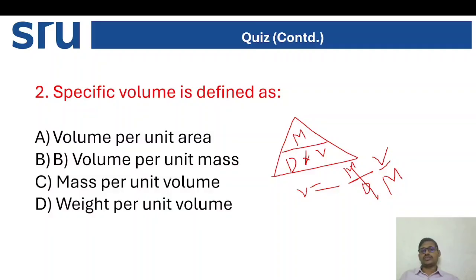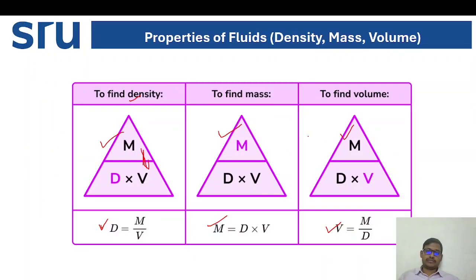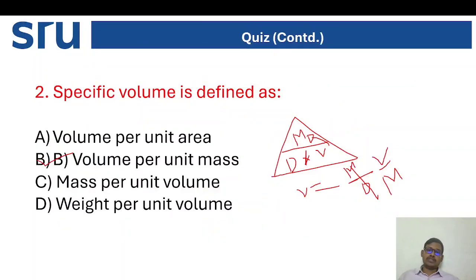This we cannot use. So it is B, volume per unit mass. Volume per unit mass is what is called specific volume. Volume is equal to mass by density, then we can go with volume by mass.